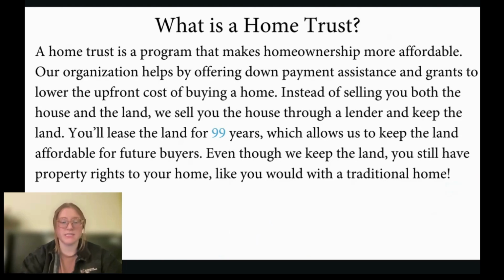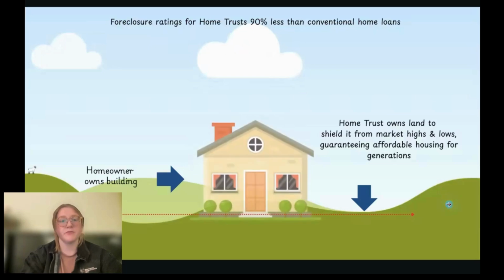Well, let's start with a home trust. A home trust is a program that makes homeownership more affordable. Our organization helps by offering down payment assistance and grants to lower the upfront cost of buying a home. And instead of selling you both the house and the land, what we'll do is sell you the house through a lender and we'll keep the land. You'll then lease the land from us for 99 years, which allows us to keep the land affordable for future buyers. And even though we keep the land, you still have full property rights to your home, just like you would with a traditional home. Really, the only key thing with that land lease is that it helps to maintain that affordability.